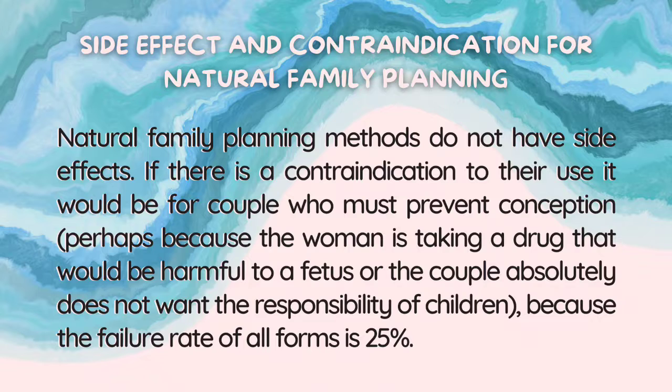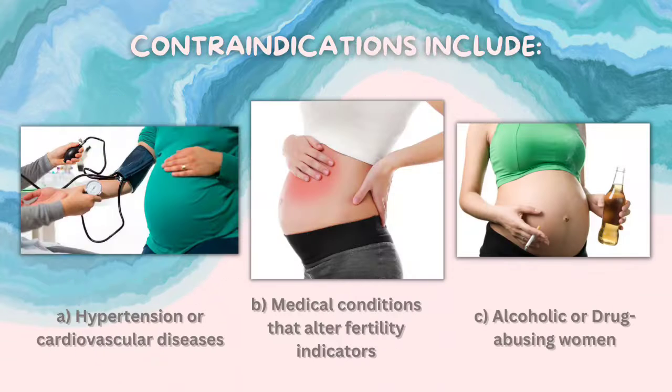Perhaps because the woman is taking a drug that would be harmful to a fetus, or the couple absolutely does not want the responsibility of children, because the failure rate of all forms is 25%. Women for whom pregnancy is strictly contraindicated should not use natural family planning. Such women include those with poorly controlled high blood pressure or cardiac disease.